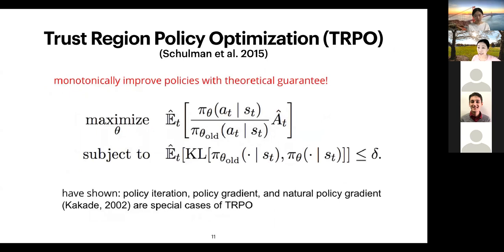What is TRPO doing? TRPO is maximizing, again, an advantage function, but this advantage function is multiplied by an importance weight. What is the importance weight? It is the current pi divided by the old pi. Okay, but you also have a constraint: the KL divergence between the old pi and the current pi is smaller than a delta parameter, a user-defined threshold. It's unclear at first sight why we do something like this, but if we go into the slides later on, we'll see why. Basically, people have shown that policy iteration, policy gradient, and natural policy gradient are special cases of TRPO. So this seems to be a very important framework for us to understand.